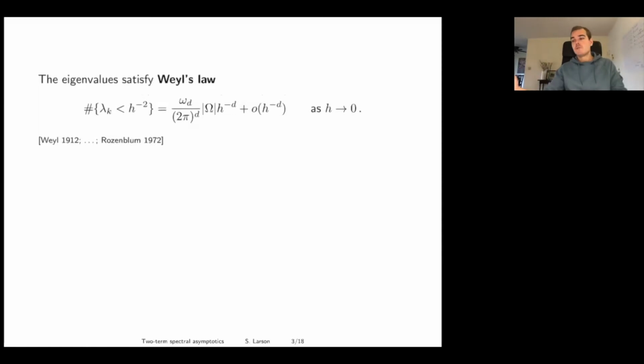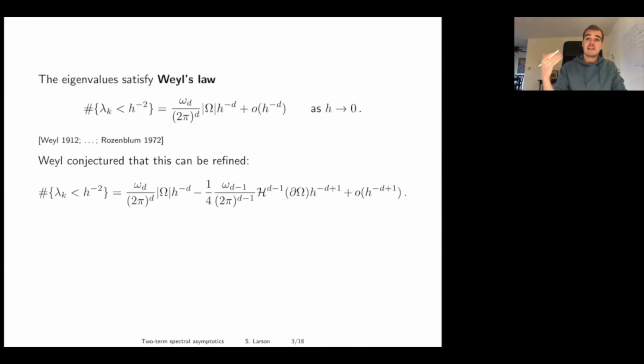The first result in this direction is the celebrated Weyl law, which states, just to remind you all even if most of you know this, that if you look at the number of eigenvalues below some large number, which I've written as h to the minus 2 for some small number h, then that is approximately h to the minus d times the volume of your domain, up to a dimensional constant, which won't be important for our purposes today, and smaller order terms. This was proven by Weyl in 1912, but in the full generality as stated on the previous slide, so just open sets of finite measure, this result is due to Rosenblum in 1972.